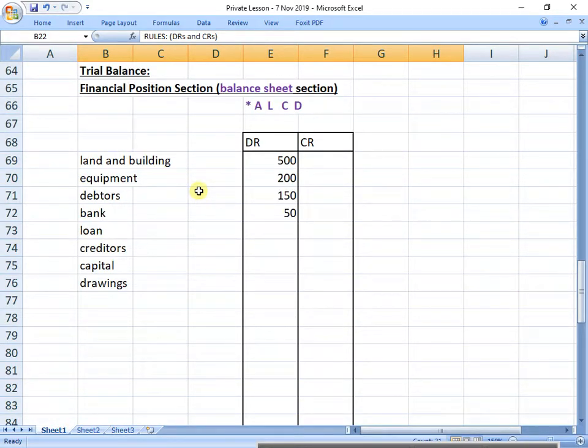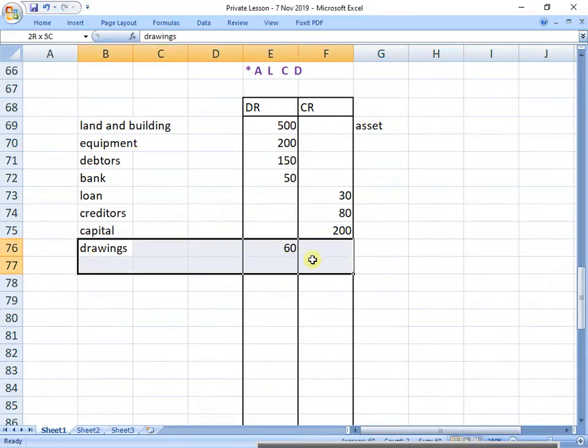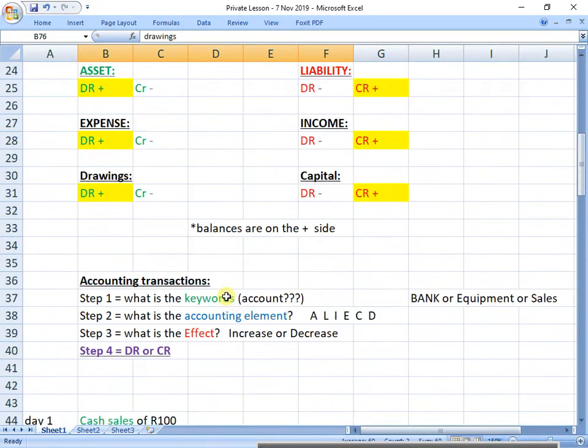When you get given a list of accounts, I'm creating a question. Let's say this is 30, the creditors 80, the capital 200, the drawings 60. So I've given you some amounts here. You obviously need to interpret what these amounts are. So, land and buildings, assets. I think the amount is supposed to be on credit. No, drawings. Where's the plus for drawings?